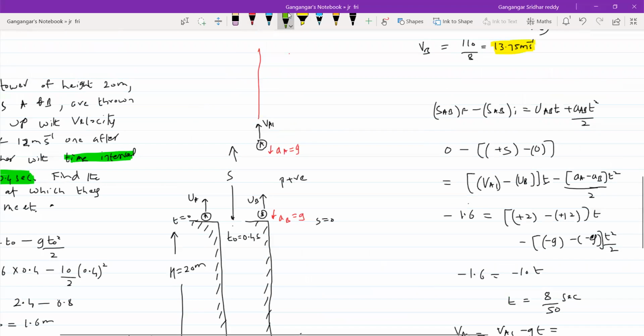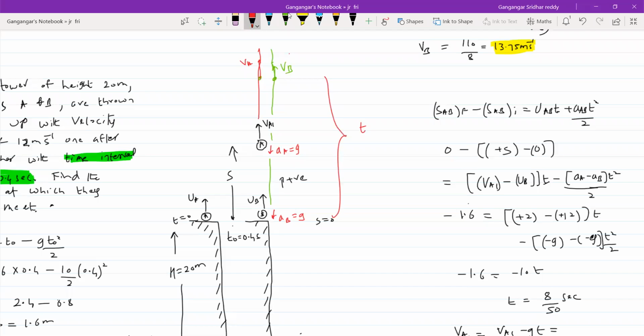So this will be VB, and this will be VA. That time is what you should call T from here. So after what time? T plus T naught. After projection of A, it will be T plus T naught. After projection of B, the time will be T. Is it okay now?